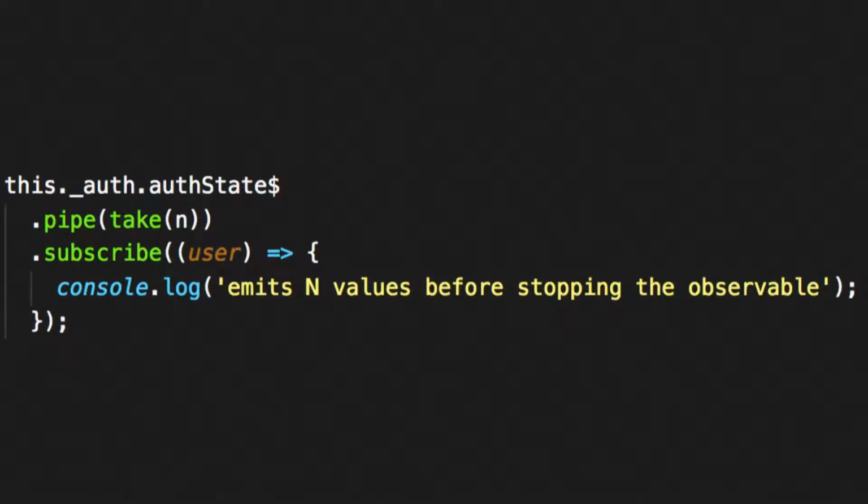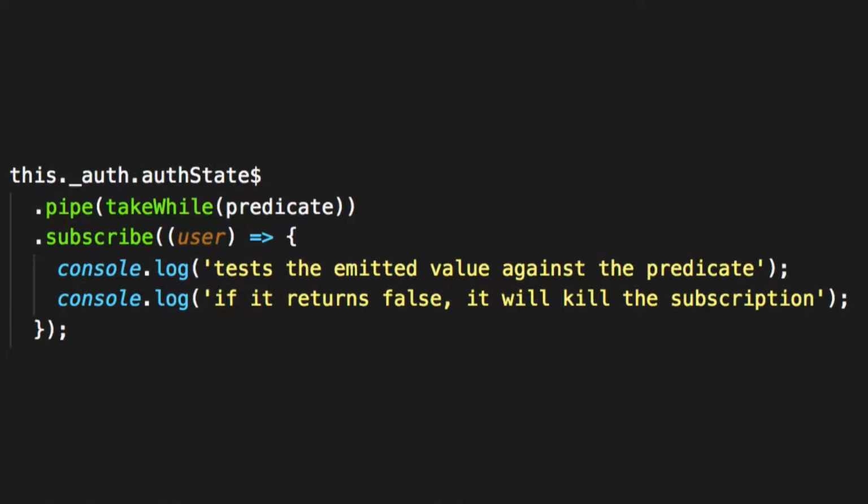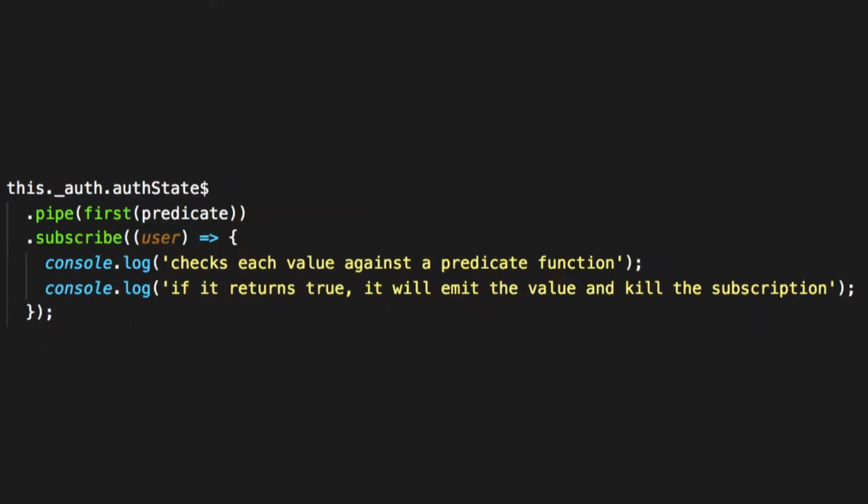The next one is take n, which will emit n, however many values you want to have emitted before it'll kill the subscription of the observable for you. There's take while, where you pass in a predicate, and it'll test the emitted values against the predicate. If at any point the test returns false, it'll kill the subscription. And finally, you can take the first pipe that I mentioned before, pass in a predicate, and it'll check each value against the predicate function. If the predicate function returns true, it emits that value and completes. Cool. We got another one.